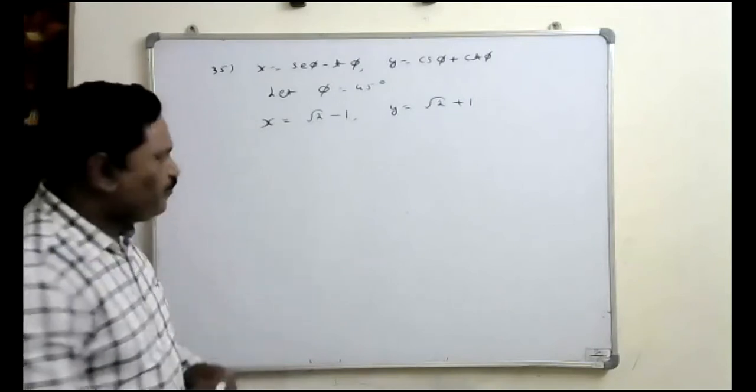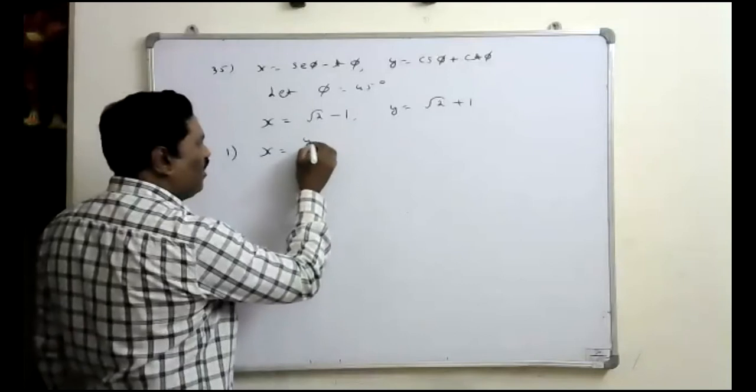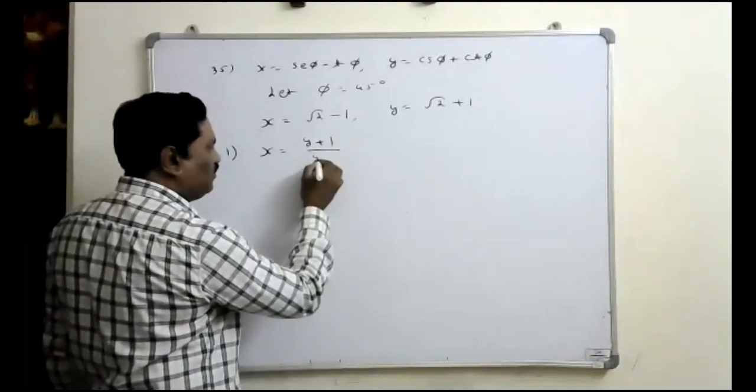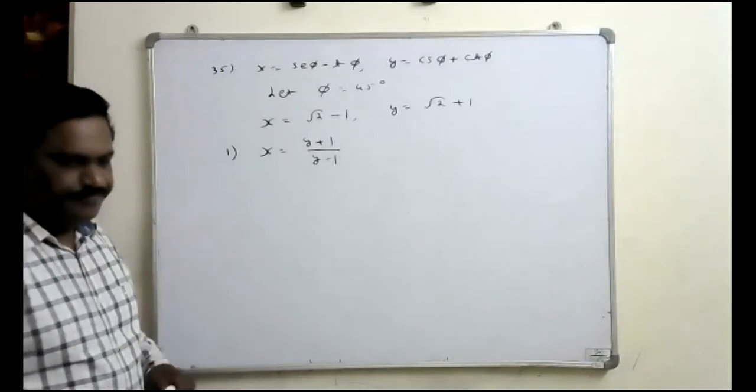Then we will check which option is going to satisfy these two. So this first option is given that x is equal to y plus 1 by y minus 1. We will check whether it satisfies or not.